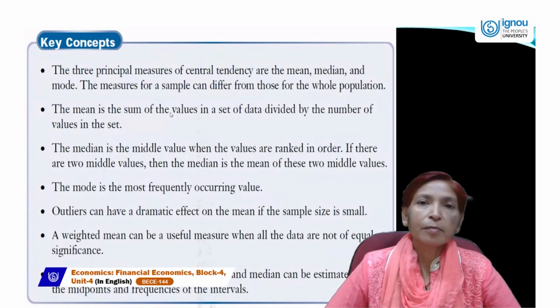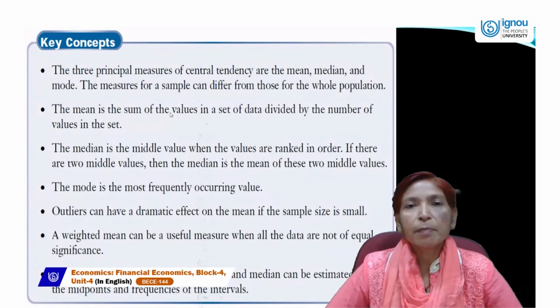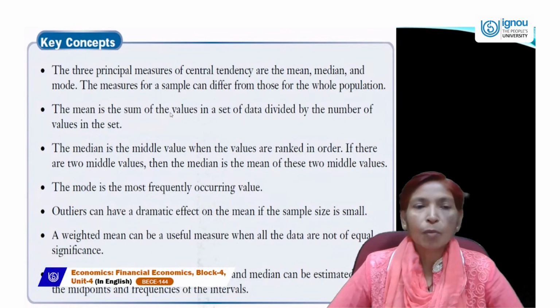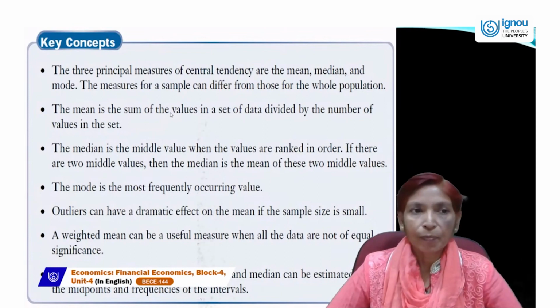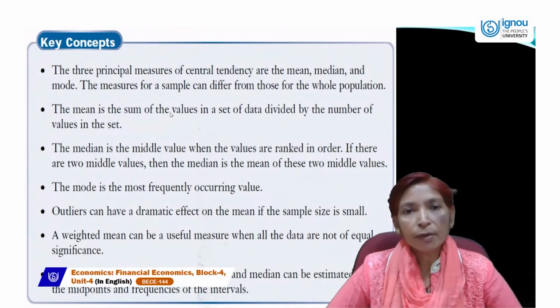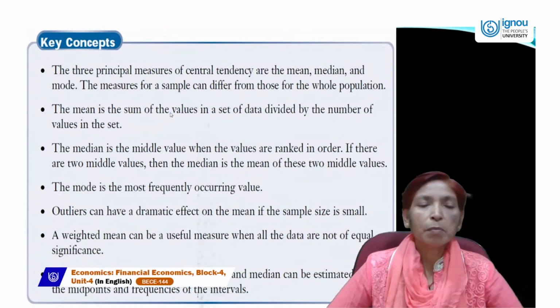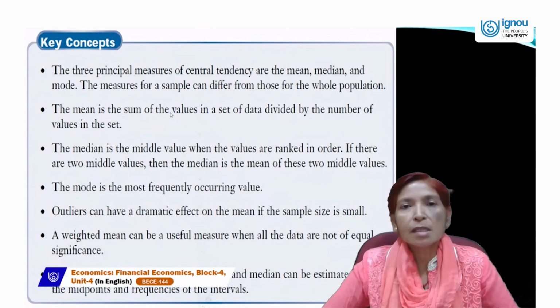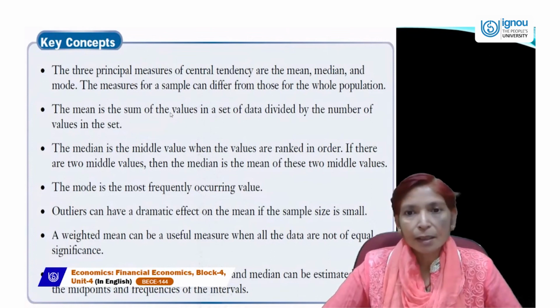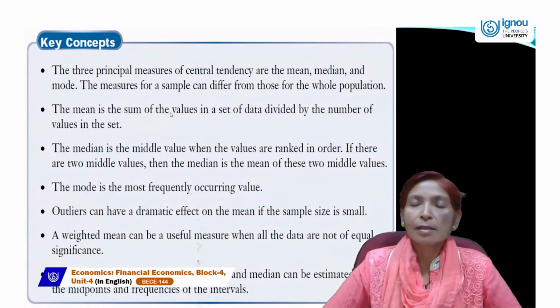Next are the key concepts. The three main principal measures of central tendency are the mean, which is the average; the median, which is the mid value of the frequency distribution; and the mode, which is the highest frequency value. The measures for a sample can differ from those for the whole population. The mean is the sum of all the observations. If we add all the observations and divide by the total number, then we can get mean or average. So the mean is the sum of the values in a set of data divided by the number of values in the set.